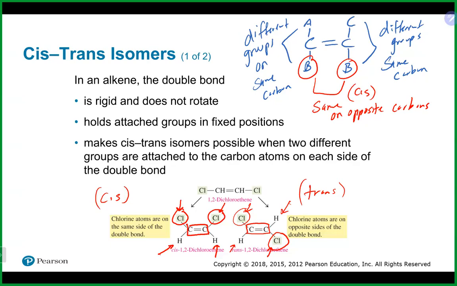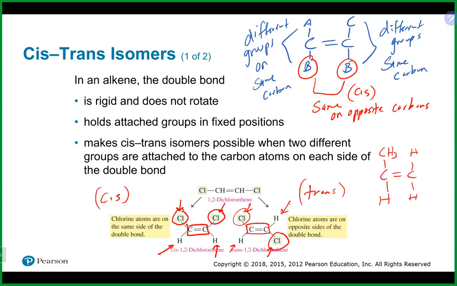Now, for example, if I had something like this here, can this be a cis or trans isomer? I heard cis, trans, and some people shaking their head no. That's three answers. So the answer is no, this cannot have a cis or trans isomer.